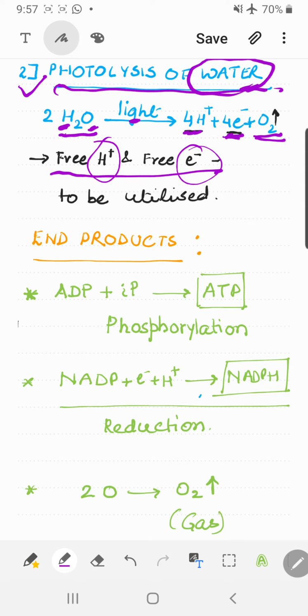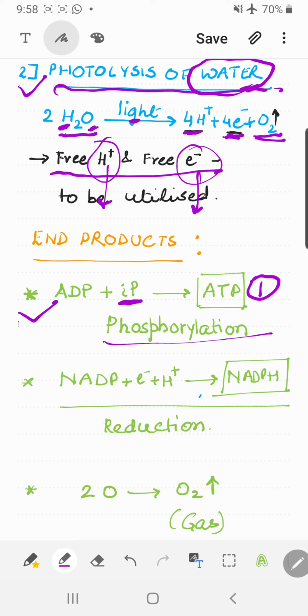Now come to the end products of light reaction. End products means after using these hydrogen ions and electrons, what are the products which are formed? So the first one here is ATP. This is your first product, ATP, right? How is it formed? It is formed by the addition of one inorganic phosphate, iP. Here small i stands for inorganic phosphate. When this phosphate adds up with adenosine diphosphate, it becomes adenosine triphosphate, right? And the procedure of this conversion is known as phosphorylation.